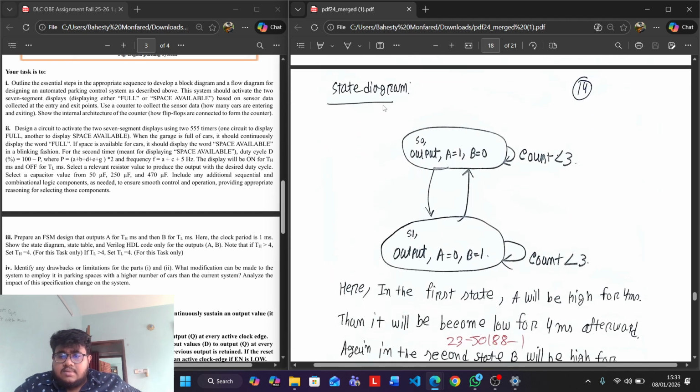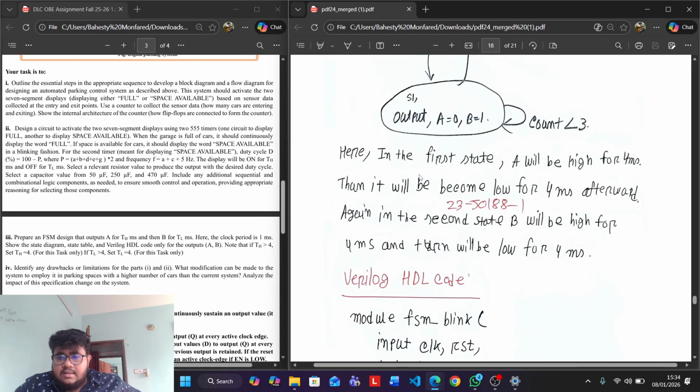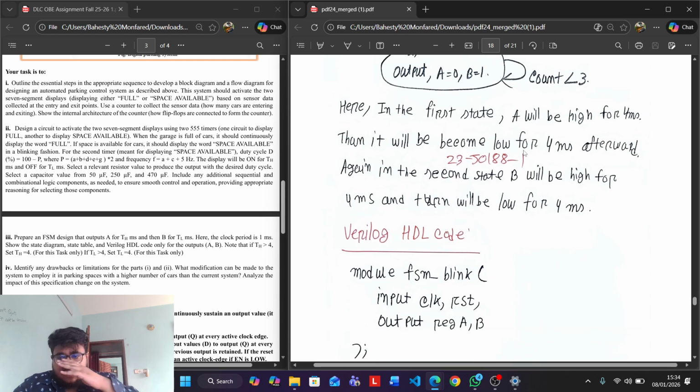Okay, and we have the state diagram. In the state diagram we have shown that the output is A equals 1 and B equals 0. The condition is count less than 3. Then we go to S1, the selection pin 1, so the output will be A0 and B1, when count is 3. In the first state, it will be high for 4 ms and then low for 4 ms afterward.